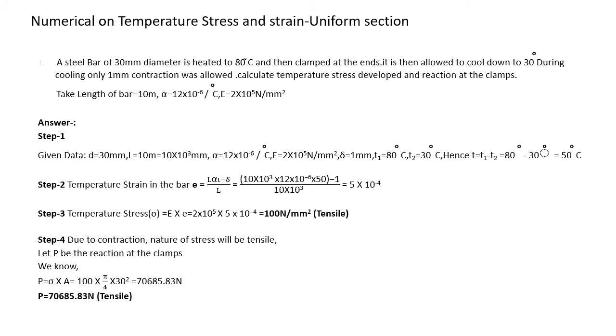Let's see the first numerical. A steel bar of 30 mm diameter is heated to 80 degrees Celsius and then clamped at an end. It is then allowed to cool down to 30 degrees Celsius. During cooling, only 1 mm contraction was allowed. Calculate the temperature stress developed and the reaction at the clamps. Take length of bar 10 meters. Coefficient of linear contraction is 12 into 10 raised to minus 6 per degree Celsius and Young's modulus 2 into 10 raised to 5 Newton per mm square.